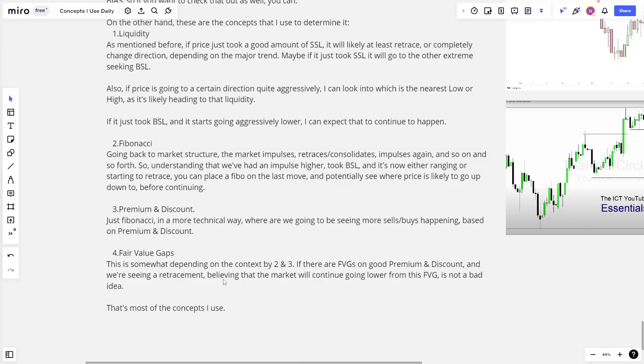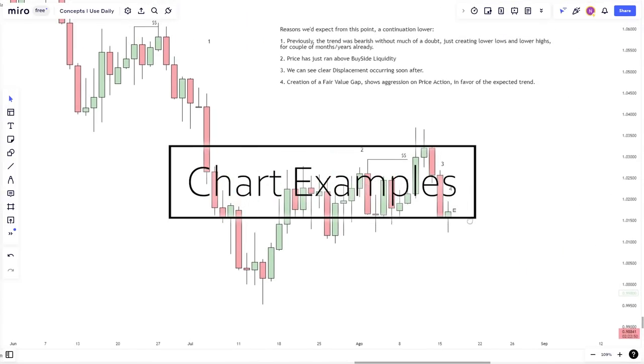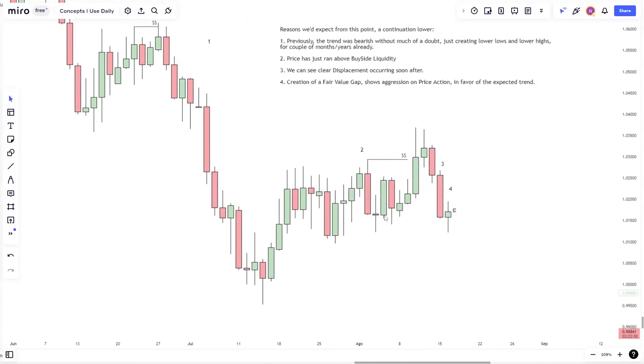Because if we are seeing that price has caused, now we'll go into examples. Here, price has caused an impulse. It retraces, mitigates the 50%, there's a daily fair value gap in here, right? It takes buy-side liquidity, starts going aggressively lower, creates a fair value gap, and creates displacement. I have many reasons to believe why price could go lower from this fair value gap, right? First of all, and maybe even from the one that was created here.